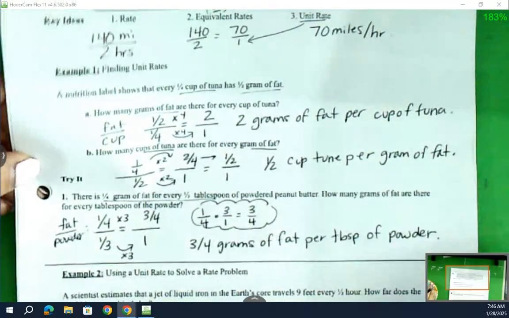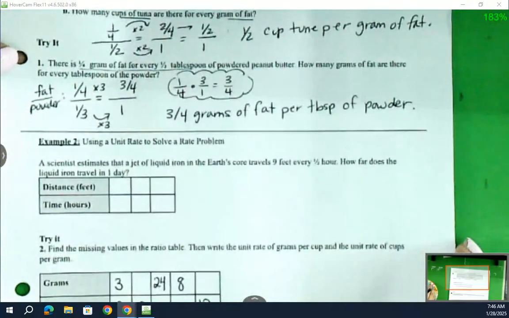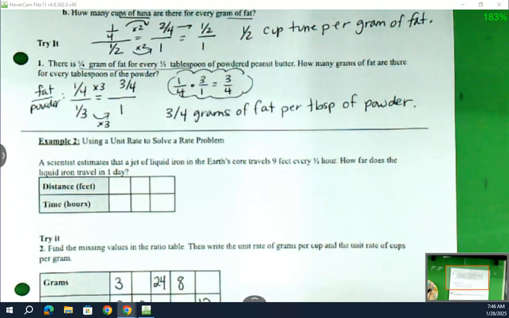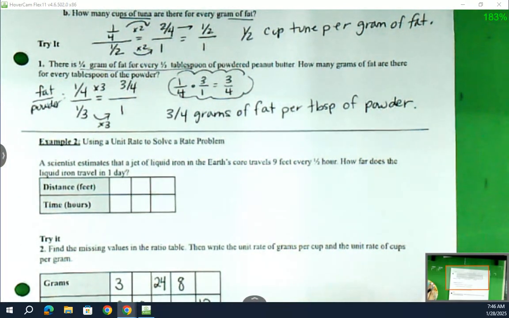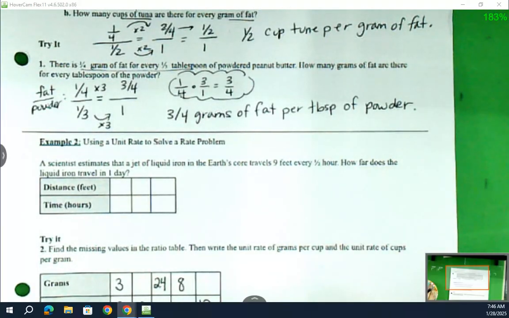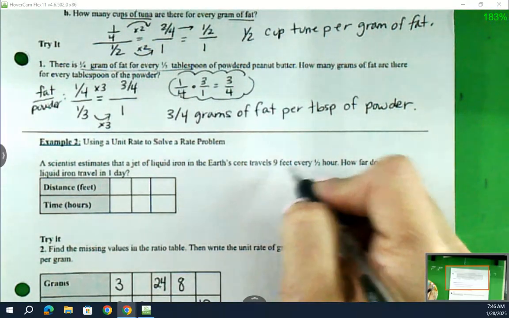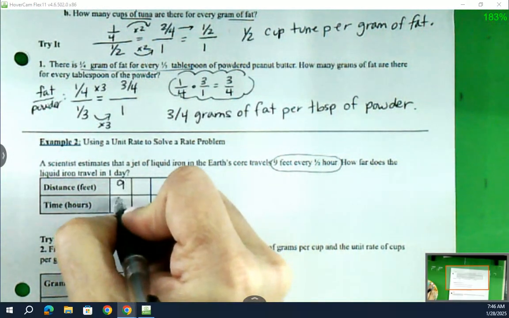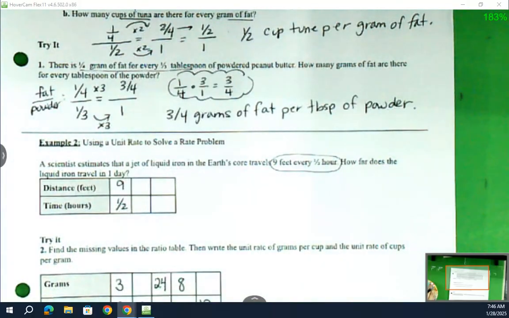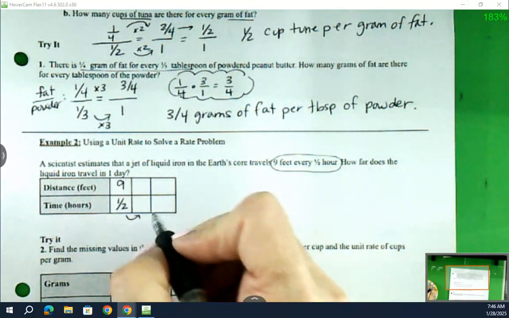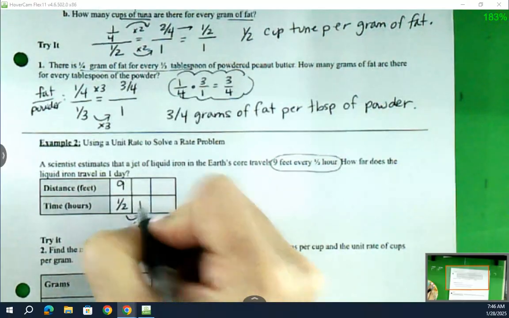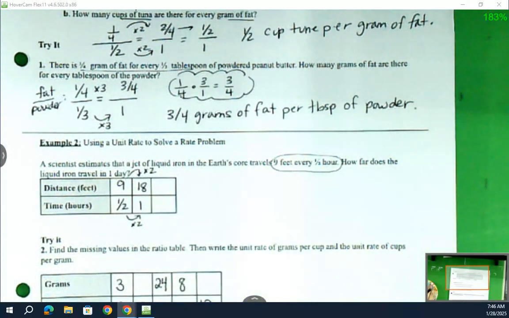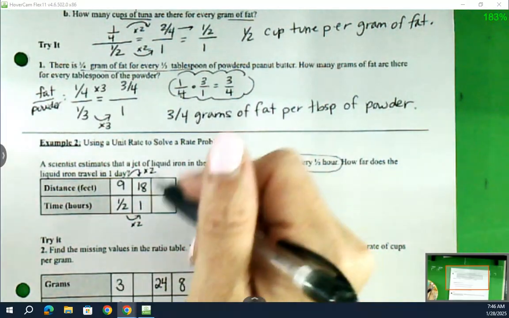Okay, using unit rates to solve a rate problem. A scientist estimates that a jet of liquid iron in Earth's core travels 9 feet for every half hour. How far does the liquid iron travel in 1 day? So we're given the 9 feet for every half hour. So we're going to write 9 and 1/2 here first to start. And then we'll work on getting our unit rate. So this will be times 2 to get a 1 there. So 9 times 2 is 18. So now we know that it's 18 per hour.